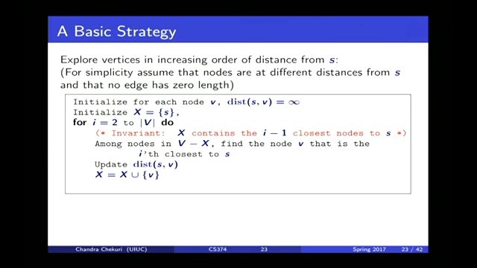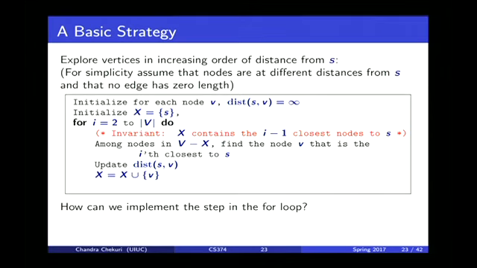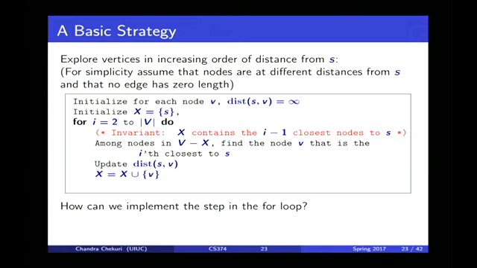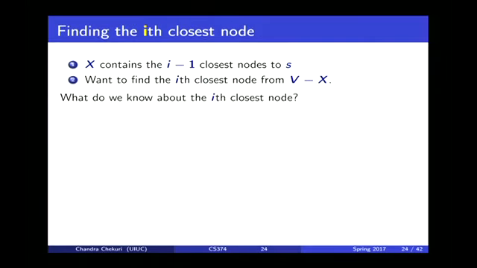You start with S, and the invariant you maintain is you have already found the i minus 1 closest nodes to S, and then among the nodes which you have not already found a distance to, you find the one who is next in the distance order. How do we find that? We'll figure that out. And we keep doing this in a loop. Okay, that makes sense? Yeah. So how can we implement this next guy? Let's see.